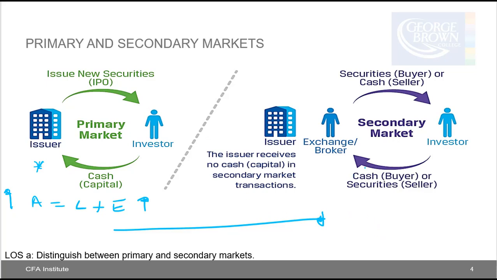It's important to understand that when the investors are trading those securities, it happens on the secondary market, and the issuer is not receiving any cash or capital in the secondary market. Issuers receive cash in the primary market in exchange for securities, and then when those securities are traded amongst other investors in the secondary market, the issuer is no longer receiving cash. It's just an exchange based on supply and demand, etc., between investors.